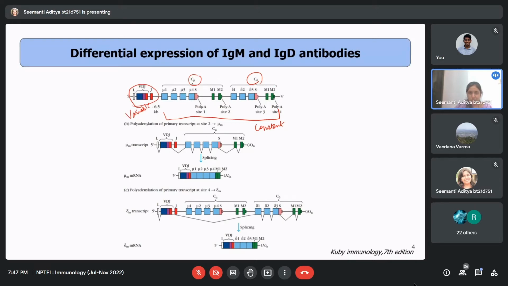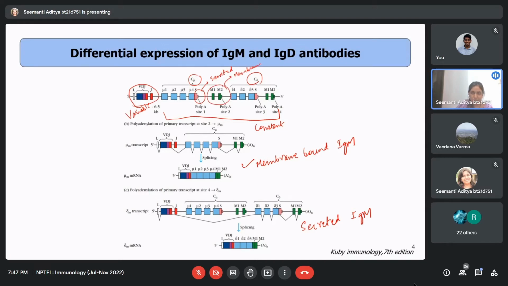So based on how the mRNA splicing takes place, you can have either a secreted type of antibody or a membrane bound type. This is a membrane bound type of your IgM molecule, and this is the secreted form of your IgM molecule. What determines the secreted or membrane bound form is this particular segment: the S segment stands for secreted, and this M segment stands for membrane bound.